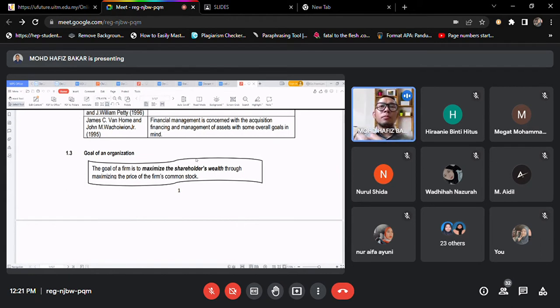So this is also one of the goals that the firm needs to focus on, which is to maximize the shareholder wealth. How can they get a high dividend? By getting a profit. How to get the profit? They produce a good product, quality product, at a very competitive price, so the customers accept their product, and they do the marketing very well. They do aggressive marketing, especially for beginner businesses.